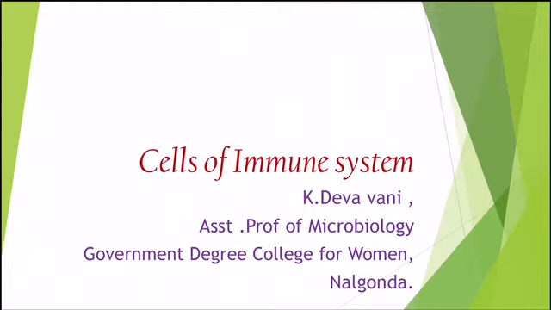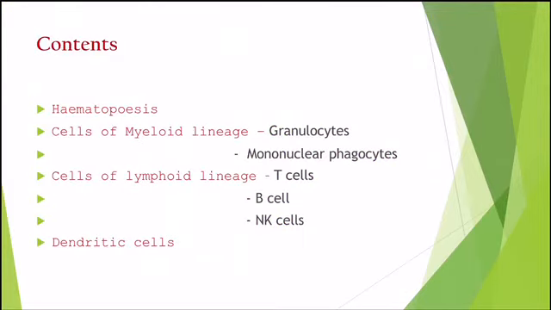Now, I am going to explain the cells of the immune system which have a role in the innate immunity as well as in the adaptive immunity. In this video, I am going to explain up to the cells of myeloid lineage. The cells of lymphoid lineage will be explained in the next video. The first one is hematopoiesis, and the second one is cells of myeloid lineage. The third one is cells of lymphoid lineage and the dendritic cells.